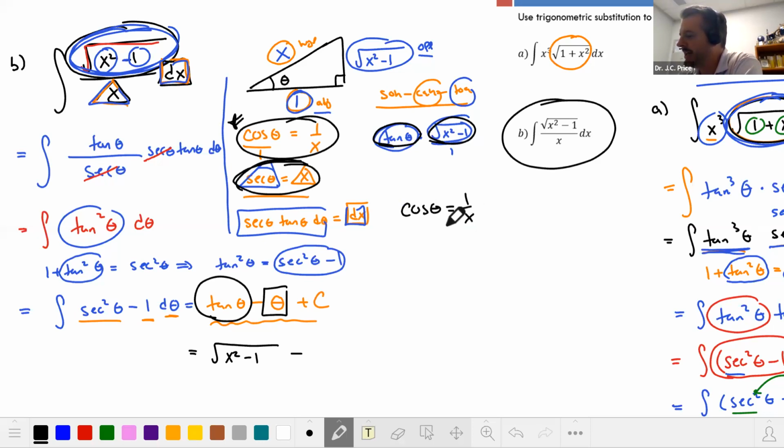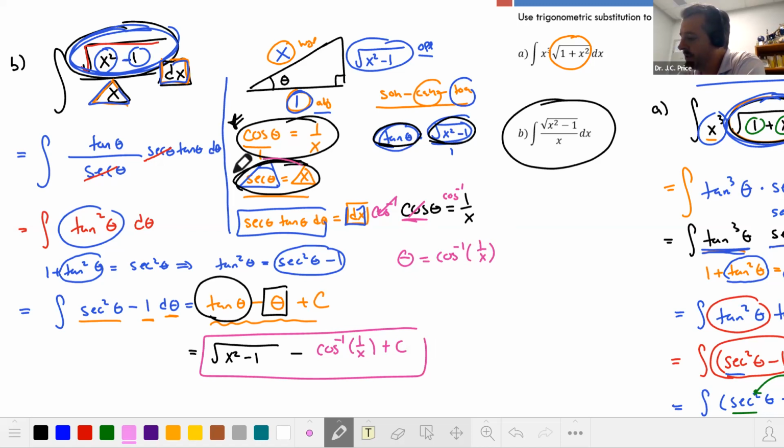So I know cosine of theta is equal to 1 over x. So how do you get rid of cosine? We just take cosine inverse of both sides. So when you cosine inverse this side, it undoes the cosine. And then you have to cosine inverse this side, always on the left. And so these will cancel basically because they undo each other. And you get theta equals cosine inverse of 1 over x. And so my theta is cosine inverse of 1 over x plus c.